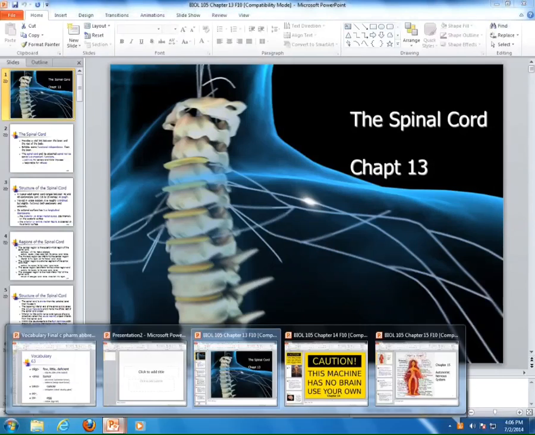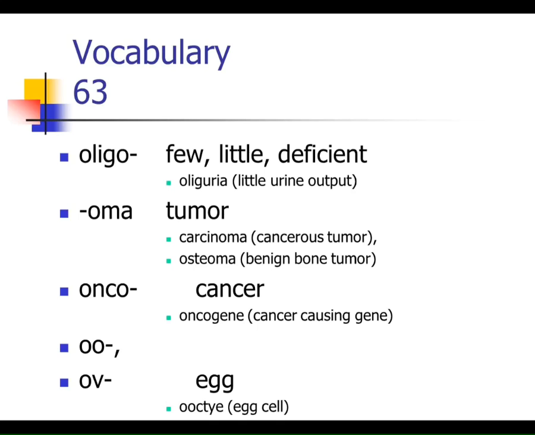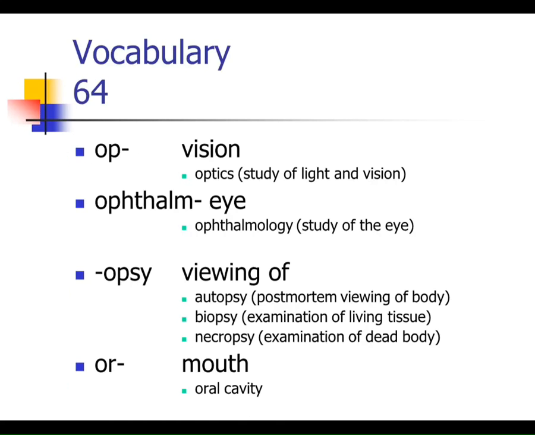So vocab here. There we are. So we went through OV and OO last time. So through phleb on this exam. So let's get to 64. That is OP, like optics. OP meaning vision. Ophthalm, also relating to the eye. Ophthalmology, the study of the eye. Opsy, the viewing of something.